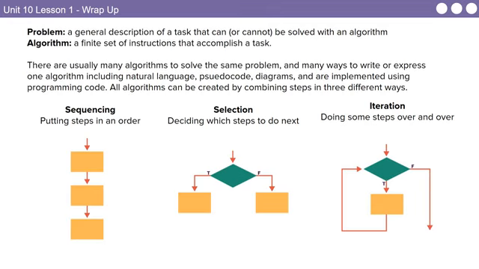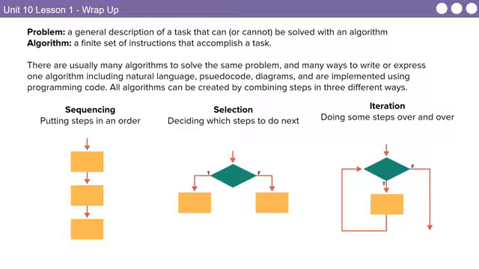Selection has always been defined as our if statements. That is where we decide which step to do next. So if something's true, it's going to take one path. If something's false, it's going to take a different path. And then iteration, that's the use of loops to repeat a portion of our algorithm a specific number of times or until a condition is met. So if something's true, we might want to keep checking until it becomes false, and then we would exit that loop.